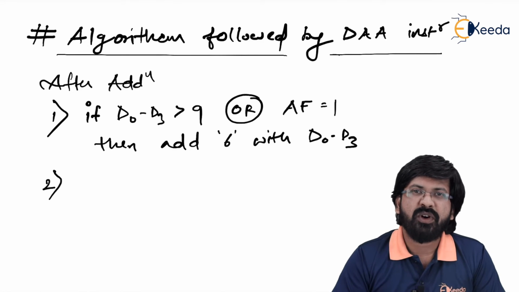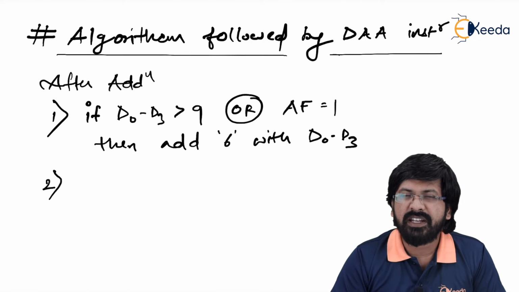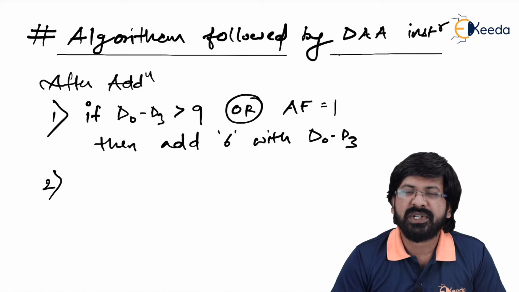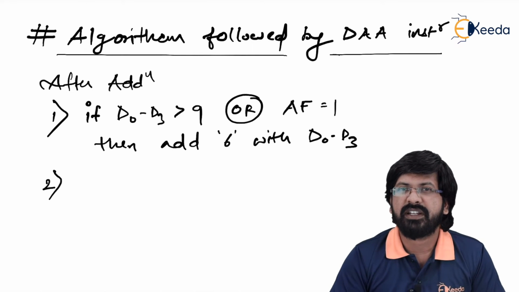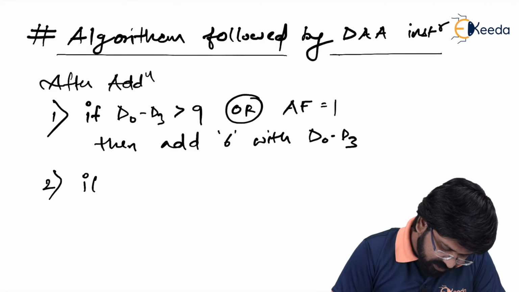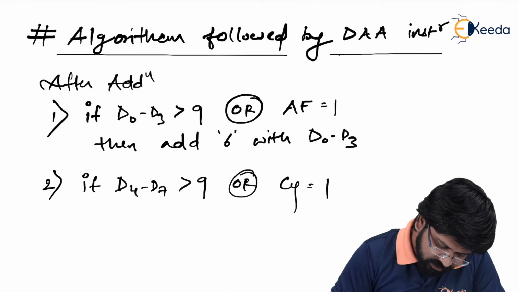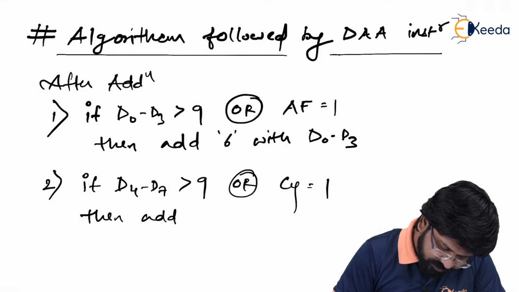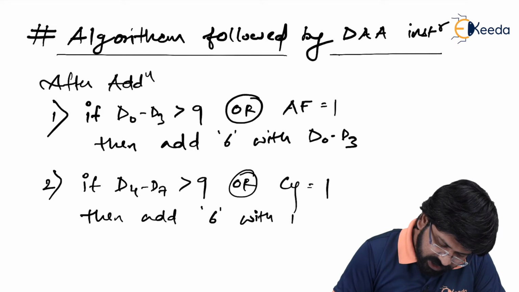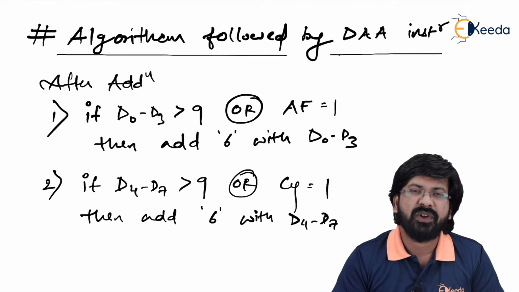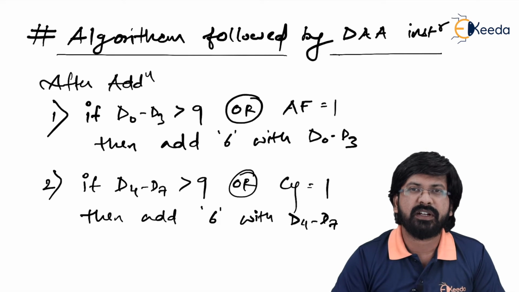Again it checks the same for the higher 4 bits also. It checks whether D4 to D7 of the final result is greater than 9, or if carry equals 1. If so, then that upper 4 bits is also considered invalid BCD, and in order to correct it, it adds 6 to it. So again it checks if D4 to D7 of the result is greater than 9, or if the carry flag happens to be 1, then it adds 6 with D4 to D7. So it is either adding 6 with D0 to D3, or adding 6 with D4 to D7, if one of the conditions is satisfied.